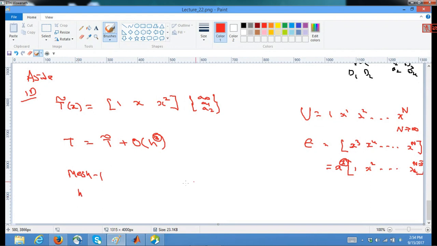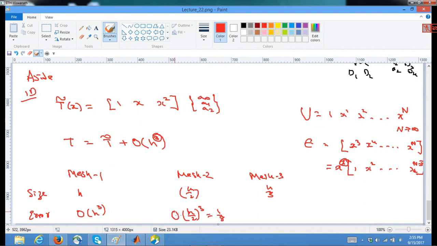That means now if mesh 1 has mesh size h and mesh 2 has mesh size h by 2 and mesh 3 has mesh size h by 3, this is the size, then your error would go as order of h to the power of 3 here, whereas this one is h by 2 whole to the power of 3, that is equal to 1/8. So it decreases as 1/8 of it.